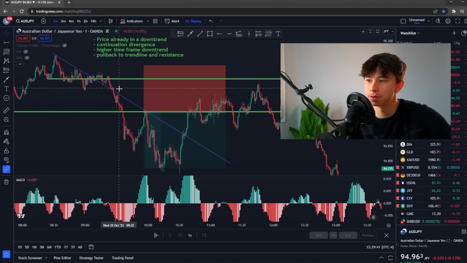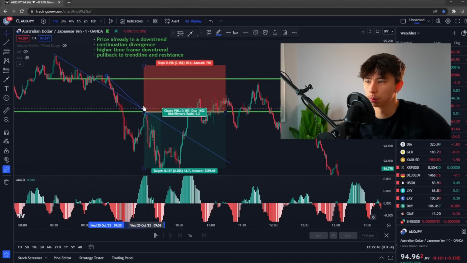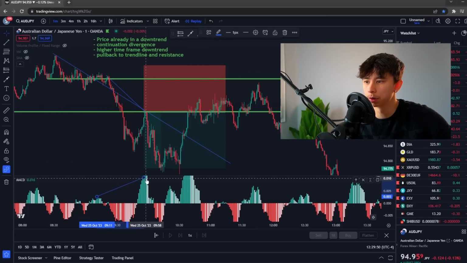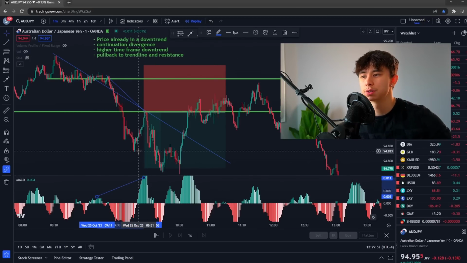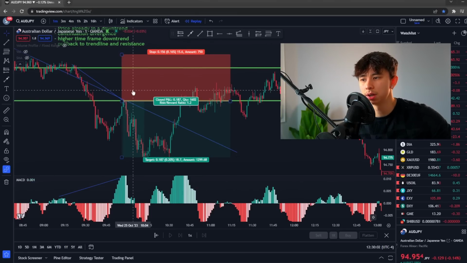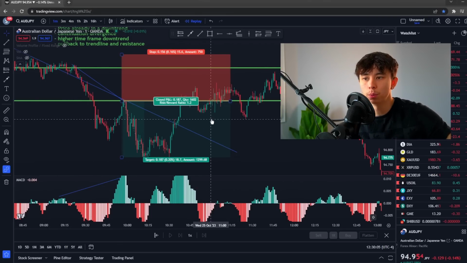We had some continuation divergence here. As you can see, from here to here, we're in a down direction. And then from here to here, we're in an up direction. That tells us that price is going to continue off of that. And once again, my trigger for my entry was price pulling back up to this line here. I took an entry off that. That was a nice, easy trade on AUD/JPY as well.